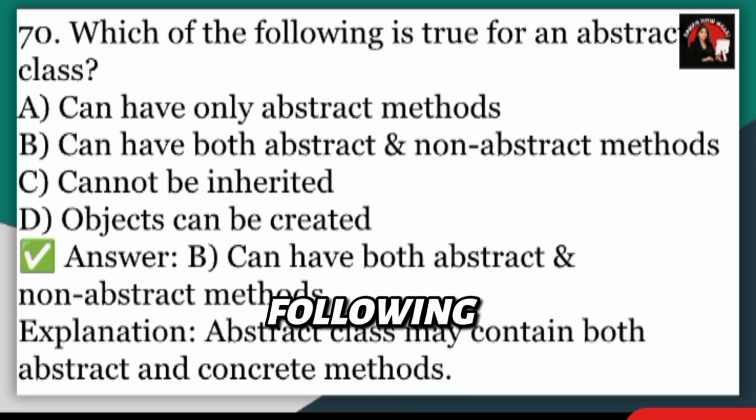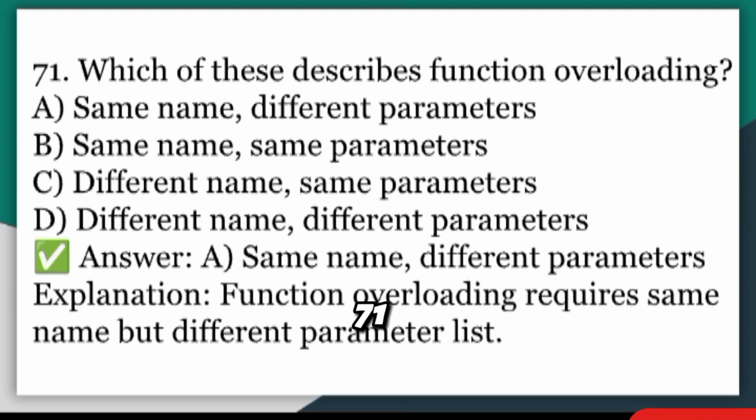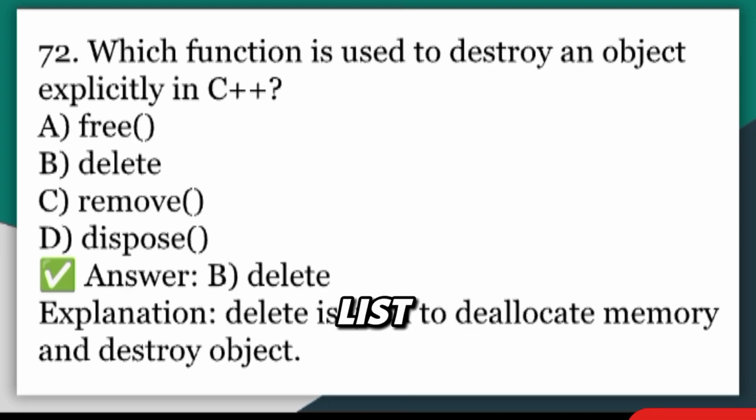Question number 70. Which of the following is true for an abstract class? So the right option is B, can have both abstract and non-abstract methods. Here's the explanation. An abstract class may contain both abstract and concrete methods. Question number 71. Which of these describes function overloading? So the right option is A, same name, different parameters. Explanation: function overloading requires the same name but a different parameter list. Question number 72. Which function is used to destroy an object explicitly in C++? So the right option is B, delete. Delete is used to deallocate memory and destroy an object.